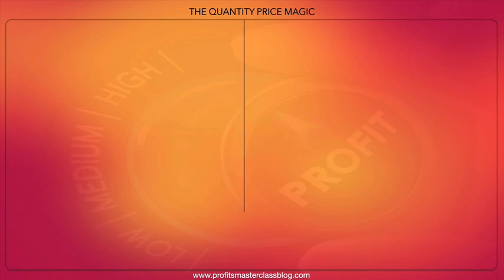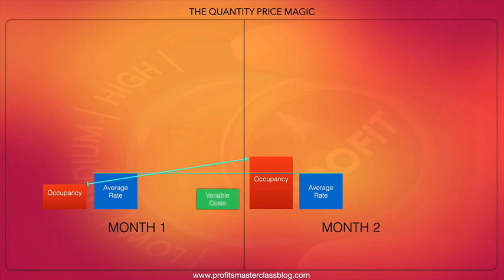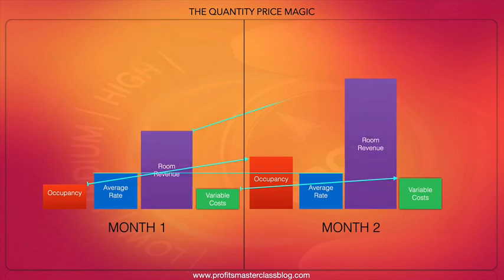In this scenario too, room average rate over the 2 months remains the same. However, occupancy goes up in month 2 compared to month 1. Variable costs go up in month 2 as occupancy has gone up over the 2 months. Room revenue goes up accordingly in month 2. Let us now see the effect of this increase in room revenue.